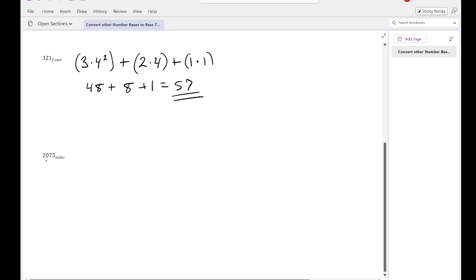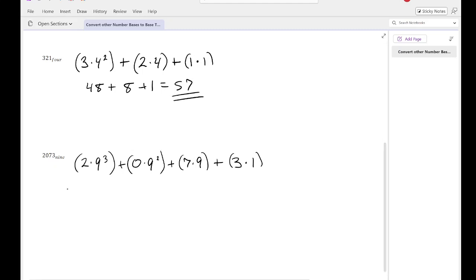Last, we have 2073 base 9. Just take the individual numbers, the 2, the 0, the 7, and the 3, and then multiply them by powers of 9. The first one is going to be 9 to the 0, which is 1, then 9 to the first, which is 9, then 9 squared, which is 81, and then 9 cubed, which is fairly large. I don't know it off the top of my head, but that's okay. I have it all in exponent form, so I'm just going to do the math.